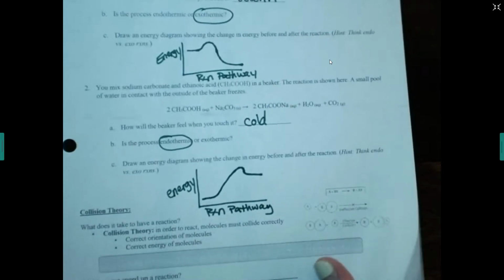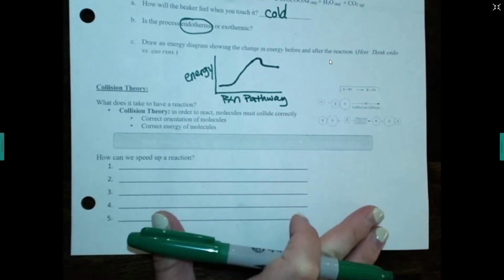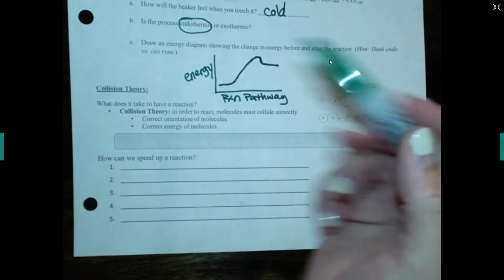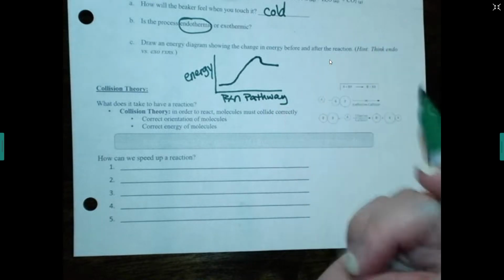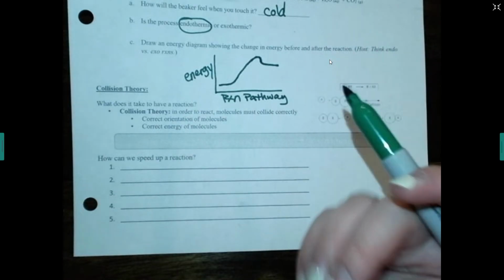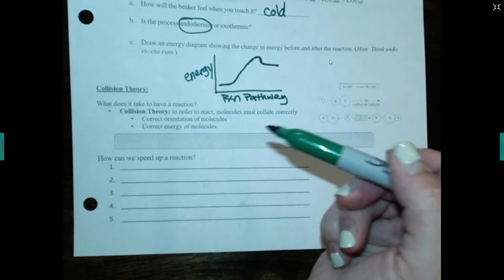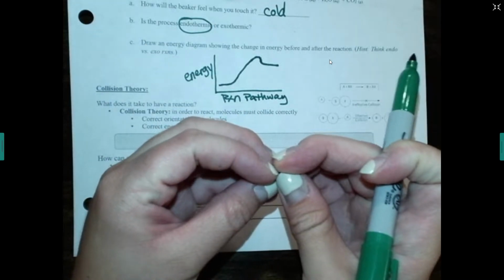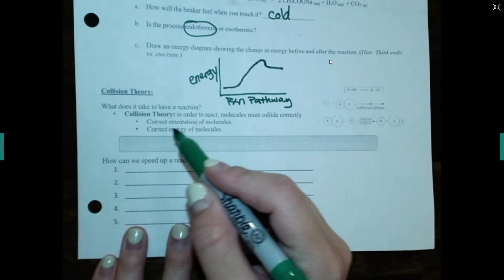All right, let's take a little sidestep here. This is kind of related, kind of unrelated, about collision theory, if you've ever heard of it. Basically, it theorizes what it takes for a reaction to happen, because reactions don't always happen. Collision theory says in order to react, molecules must collide correctly. The molecules have to actually come in contact with each other, and when they do, they have to collide with the correct orientation.